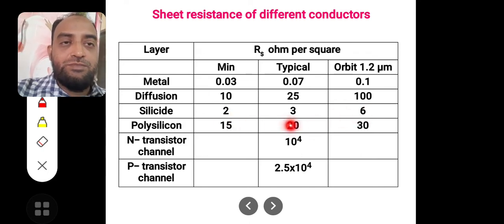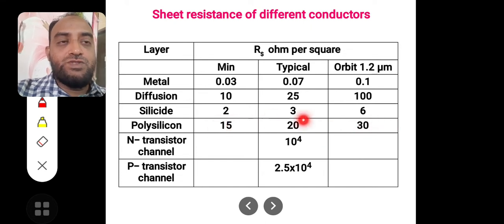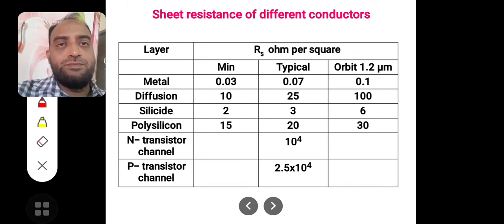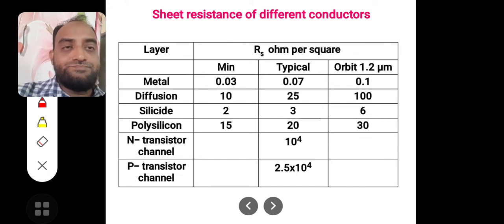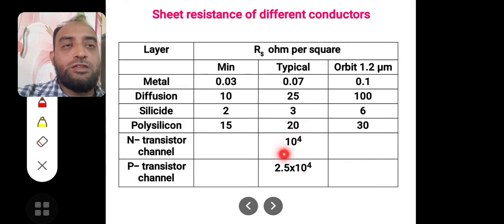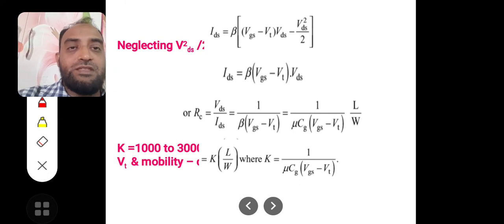Polysilicon is used for fabrication of small value resistances and used to connect the gate terminal to the silicon dioxide dielectric layers. Now, with all these inputs, if you estimate the n transistor channel resistance, it is 10 kilo ohms. The P channel transistor's channel gives you a resistance of 25 kilo ohms.